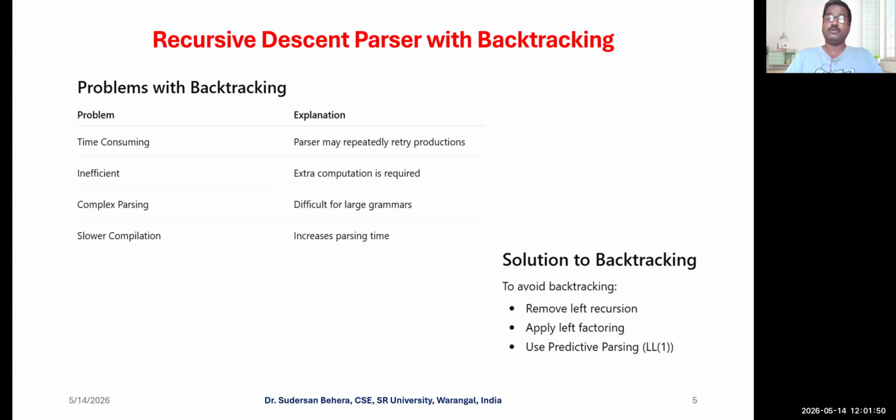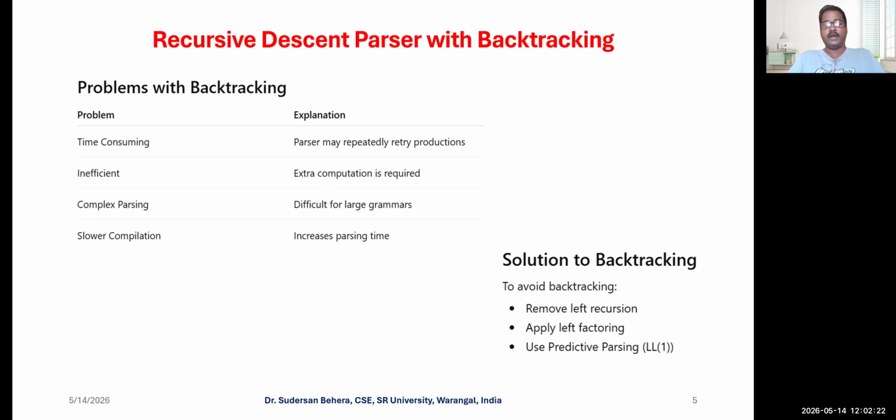has a chance to choose the wrong production. So in that case, that is called left factoring. Okay, in that case, left factoring needs to be applied so that the grammar cannot be a non-left factoring grammar.